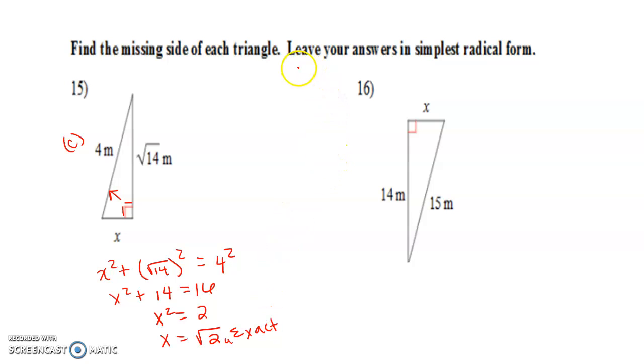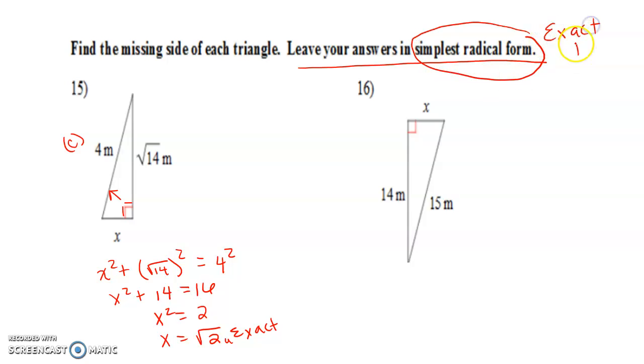It says leave your answers in simplest radical form. That means exact form. We are not estimating. We're not going to a decimal value. Anytime you have an imperfect square, the exact form is the most precise.